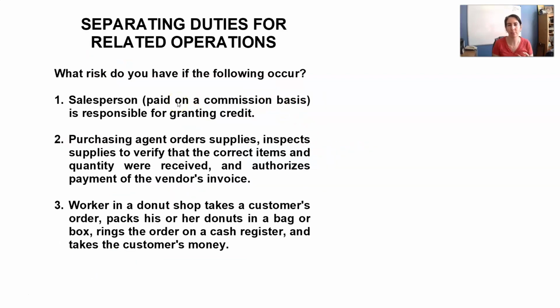Let's give you a couple of simple examples. Let's say you have a salesperson who is being paid on a commission basis, right? That means they make money with every sale, and they are also responsible for granting credit. Well, the commission basis is a problem, right? Because they make money on every sale. So what are they going to do? They are going to grant credit to people who maybe don't deserve it just so they get the sale. So maybe somebody's got really bad credit, but they're still going to sell the product to them because they get paid based on the number of products they sell.